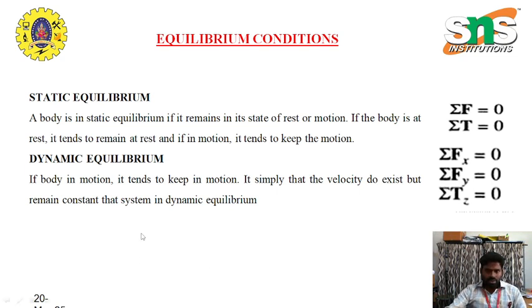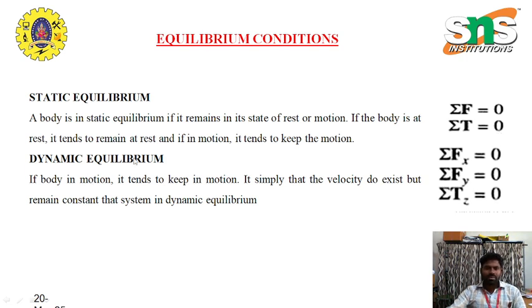Next is the equilibrium condition. We have previously discussed static equilibrium. A body is in static equilibrium if it remains in its state of rest or motion. If the body is at rest, it tends to remain at rest, and if it is in motion, it tends to keep its motion. So it keeps its original state, whether static or in motion. The condition is summation of F equal to 0 and summation of torque equal to 0.